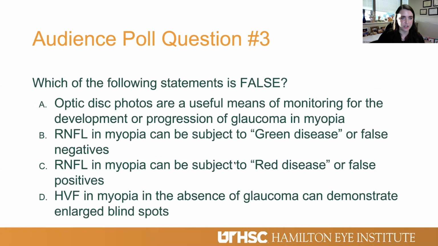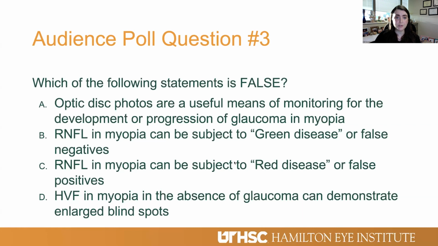All right, third question. Which of the following statements is false? Optic disc photos are a useful means of monitoring for glaucoma and myopia. RNFL in myopia can be subject to green disease or false negatives. RNFL in myopia can be subject to red disease or false positives. And visual field in myopia in the absence of glaucoma can demonstrate enlarged blind spots. So which of these is false?